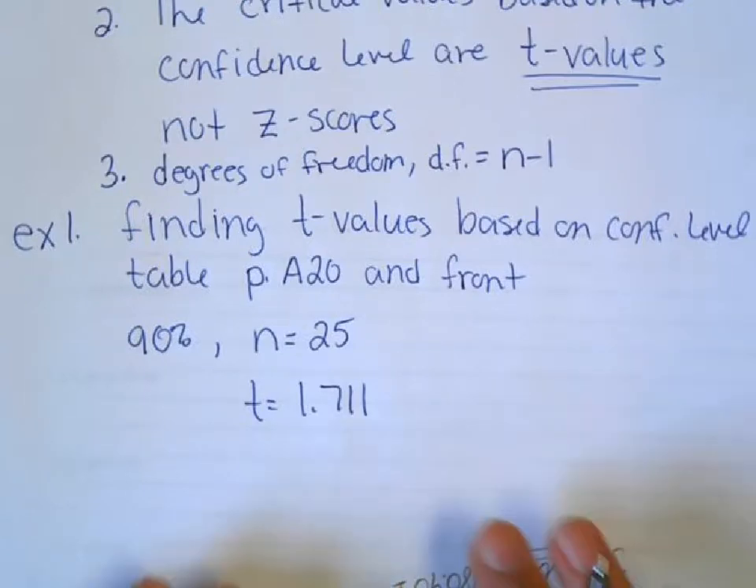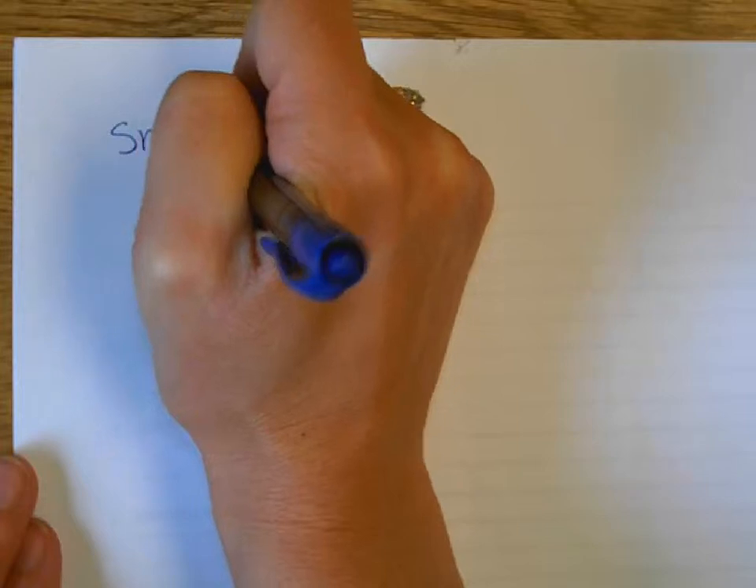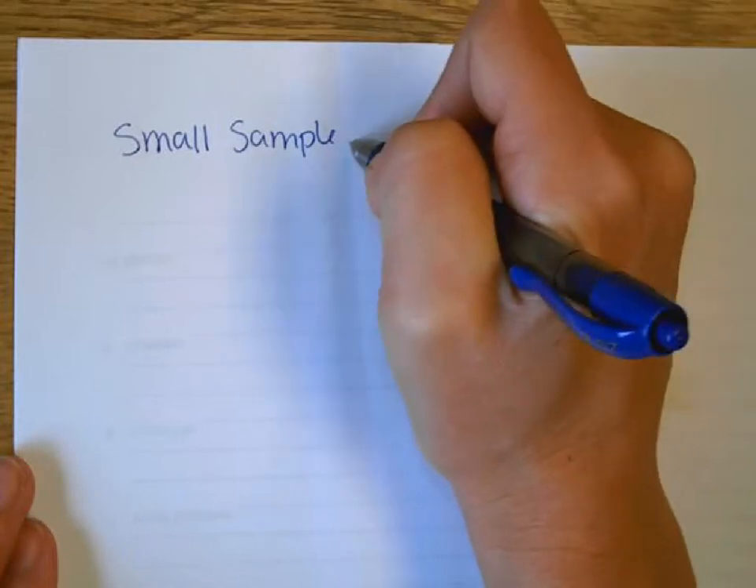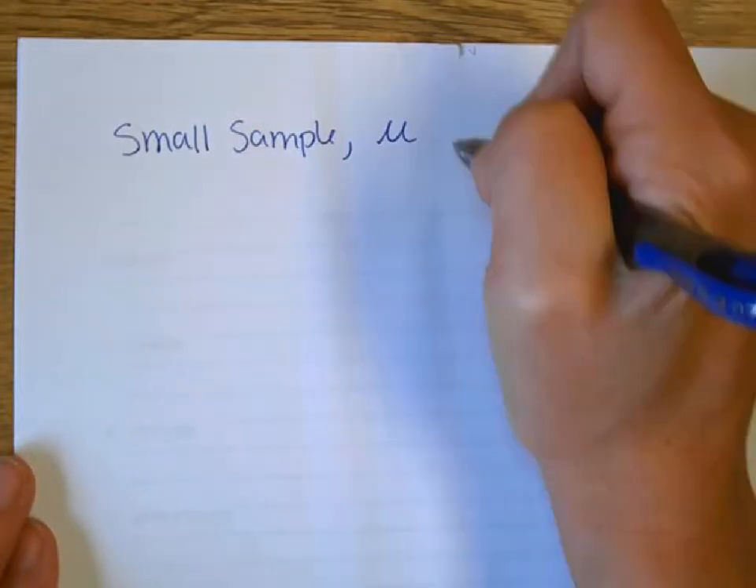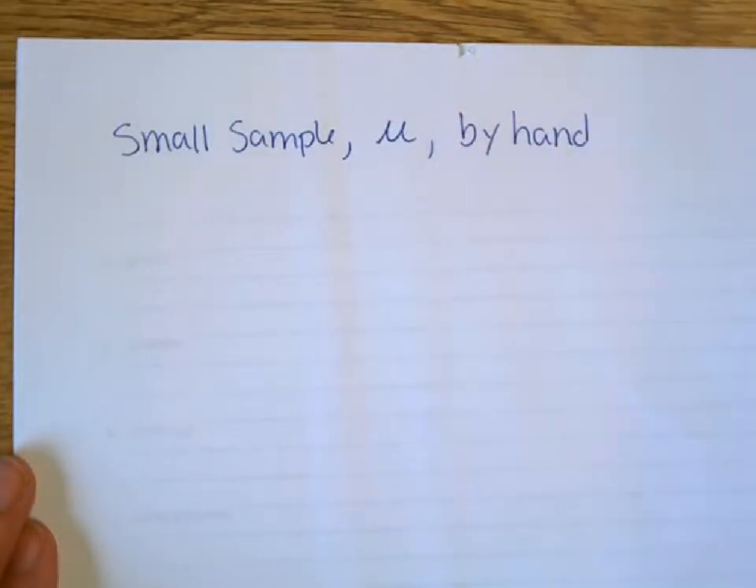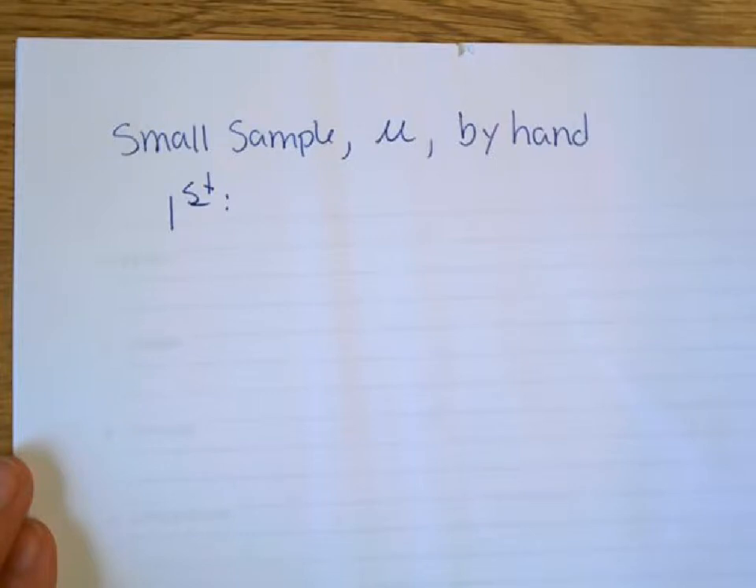So our by hand 3 steps for small samples. The steps we're going to follow for the population mean, by hand. This is like a new thing? No, we're done with that example. So your first step, just like before, is to identify your mean and standard deviation.